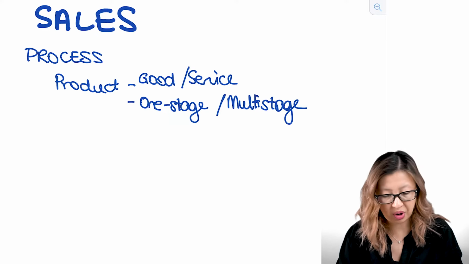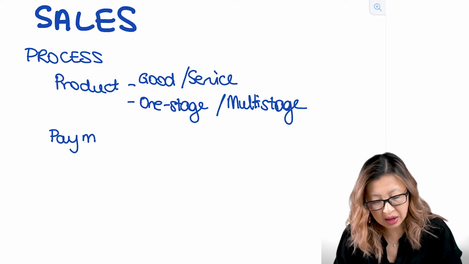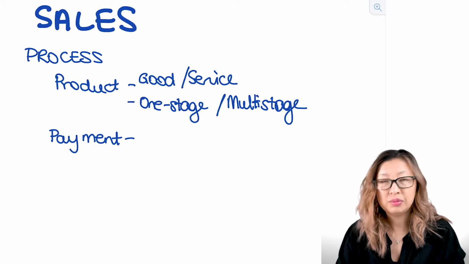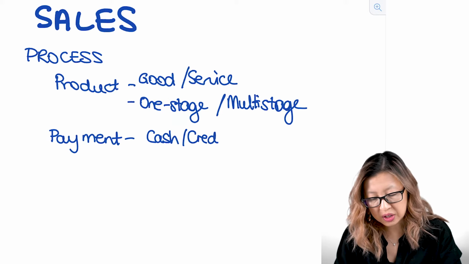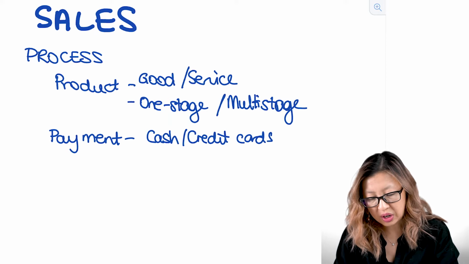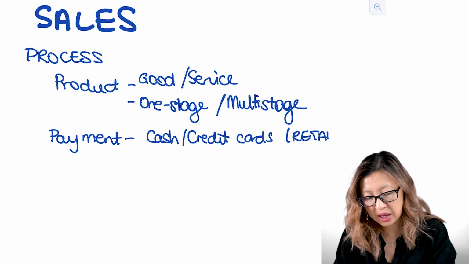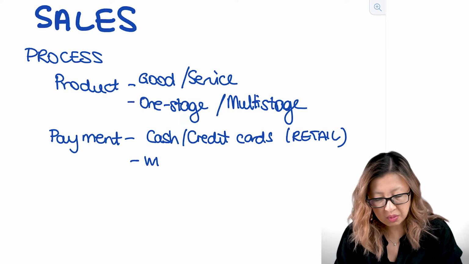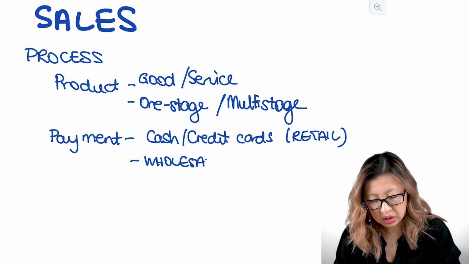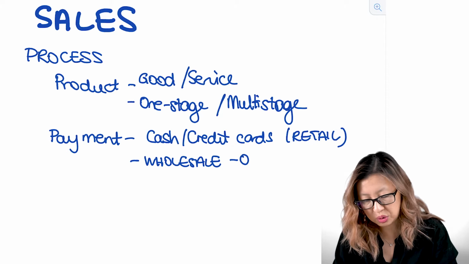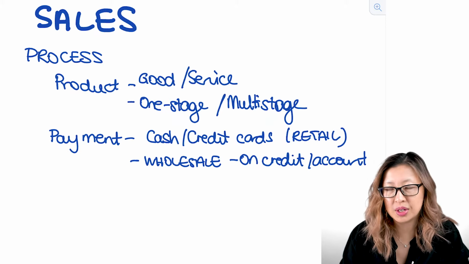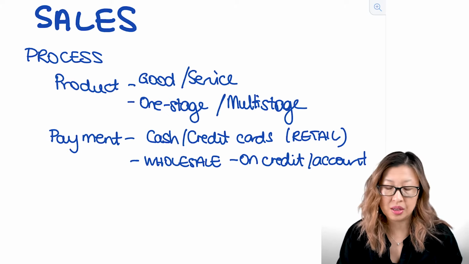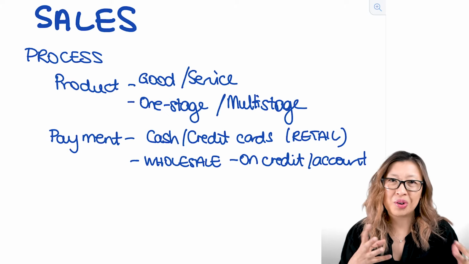So once you've figured out the product, then you need to think about the payment. All right, so how do people pay? Is it a retail operation where it's cash and credit cards? So that's likely to be retail. Or is it more wholesale where people are likely to purchase on credit or on account? And that on credit or on account is that accounts receivable process that a lot of wholesalers, manufacturers will use. Because remember, there are different processes.